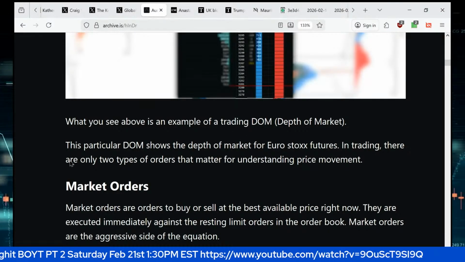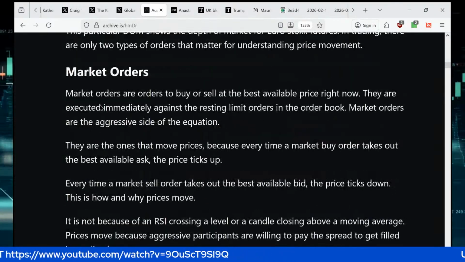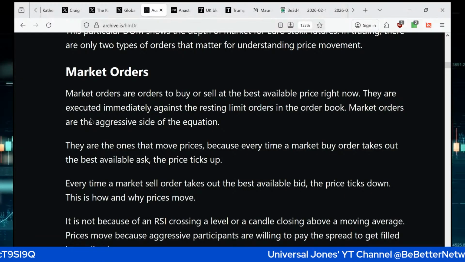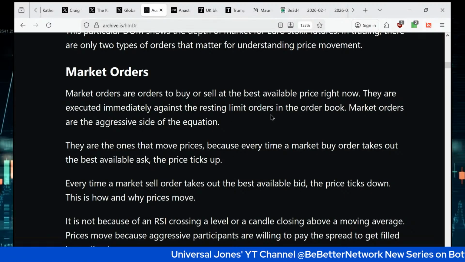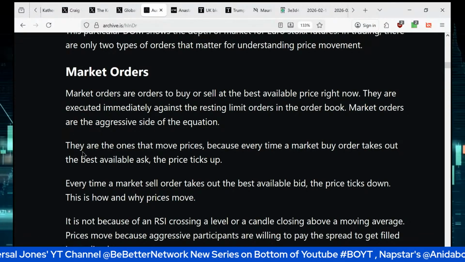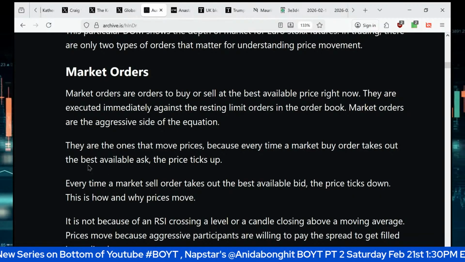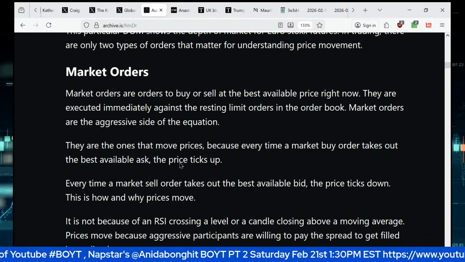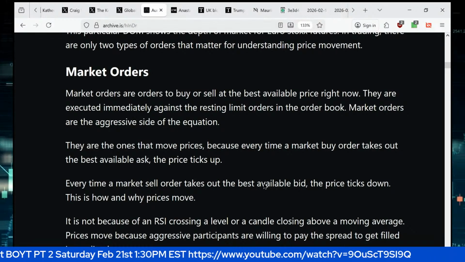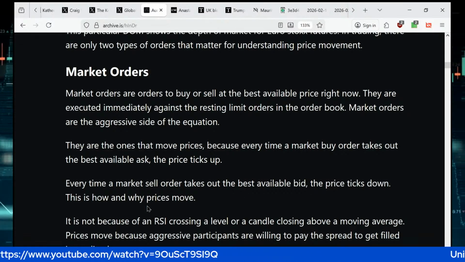In trading, there are only two types of orders that matter for understanding price movement. Market orders are orders to buy or sell at the best available price right now. They are executed immediately against the resting limit order in the order book. Market orders are the aggressive side of the equation. They are the ones that move prices because every time a market buy order takes out the best available ask, the price ticks up. Every time a market sell order takes out the best available bid, the price ticks down. This is how and why prices move.